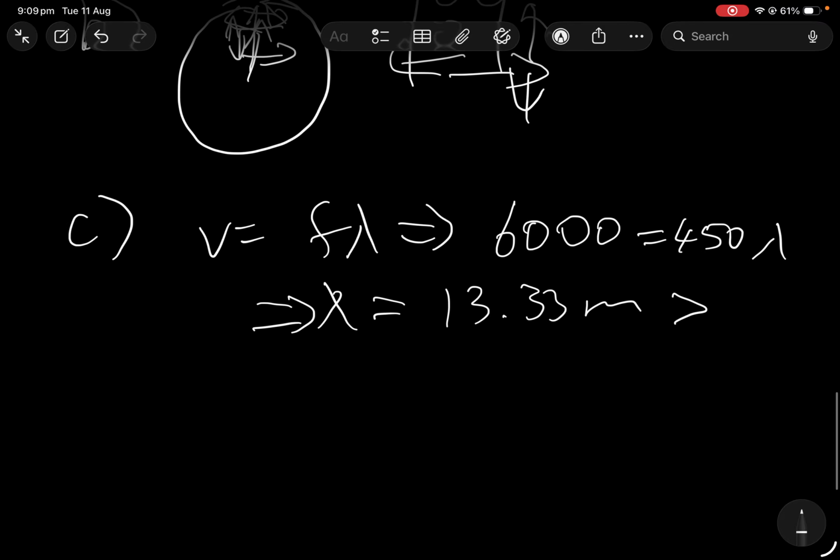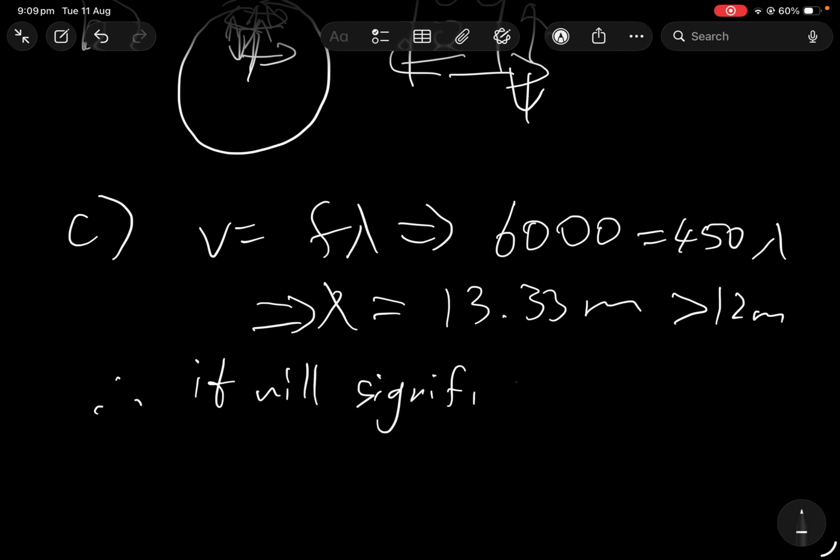And that is bigger than 12 meters, which means it will significantly diffract. That's just how waves work. If the wavelength is bigger than the slit, then it will diffract. Not significantly, but it should diffract.